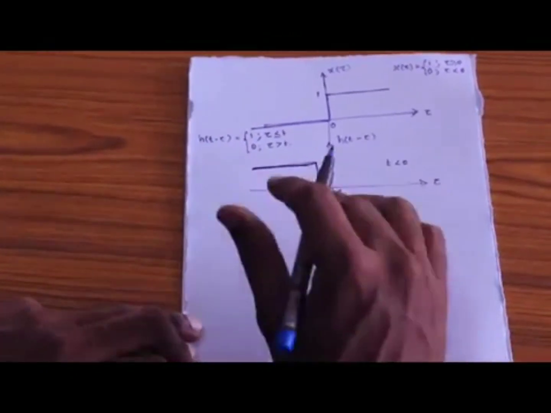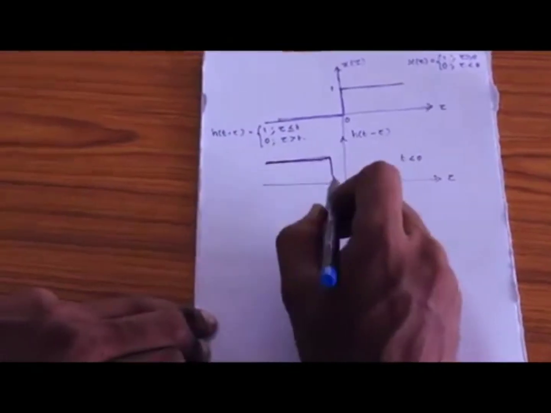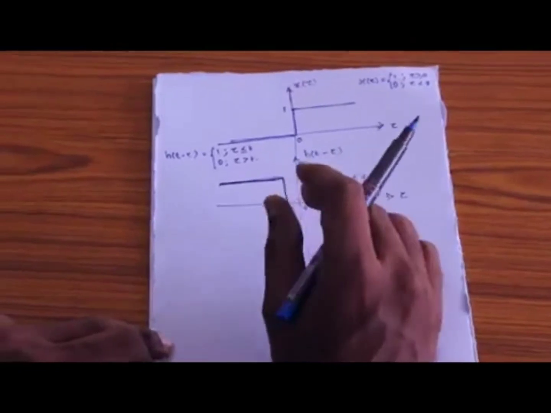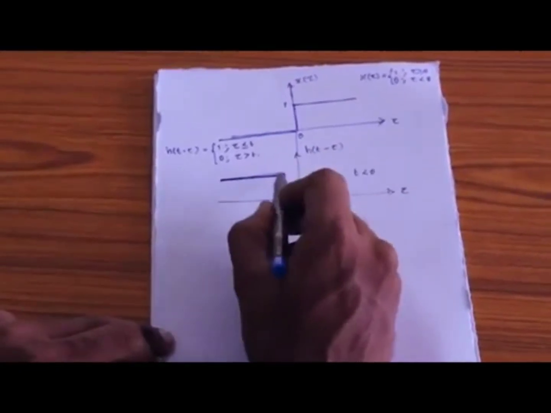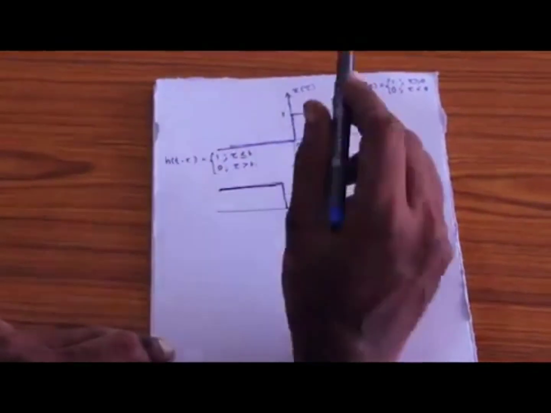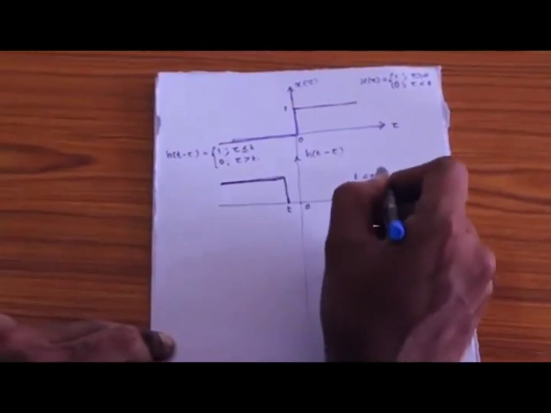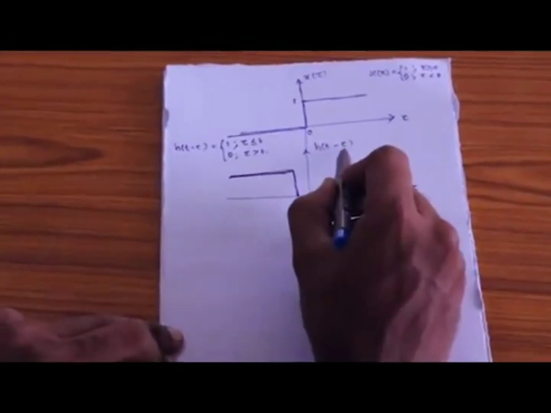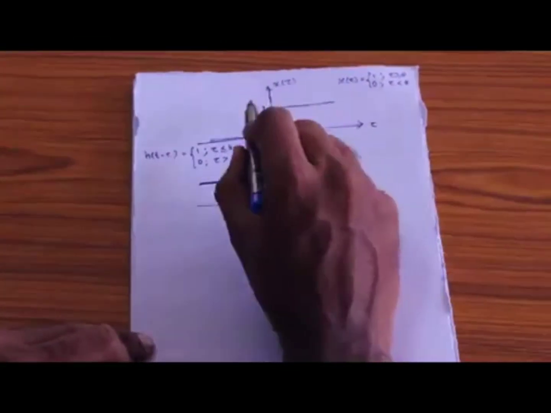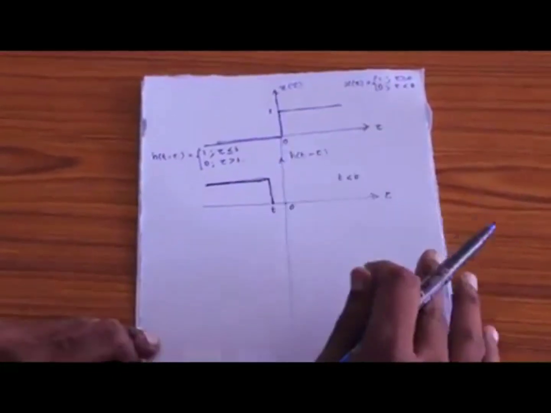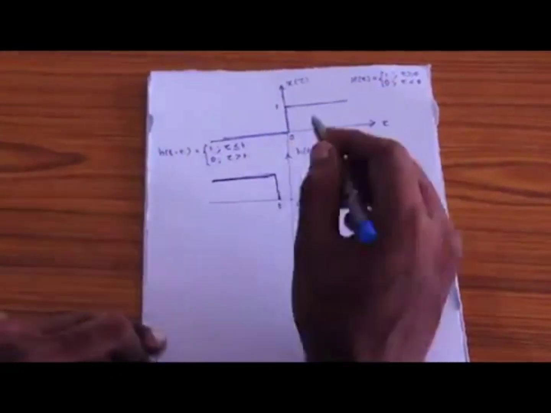We are assuming this for the sake of simplicity, and moreover we should assume it in such a way that this signal is not overlapping with x of tau. That is, we are assuming t in such a way that h of t minus tau is not overlapping with x of tau. First we are assuming like that. So now here there is no overlap.